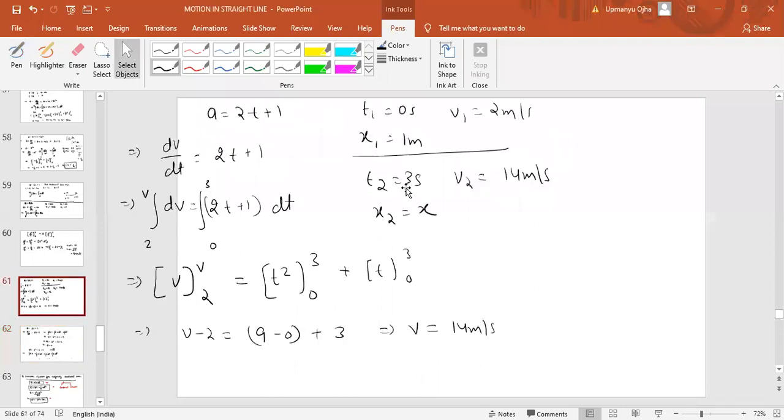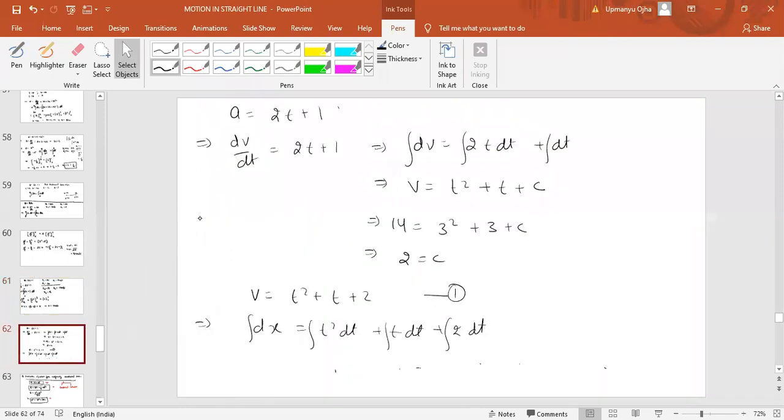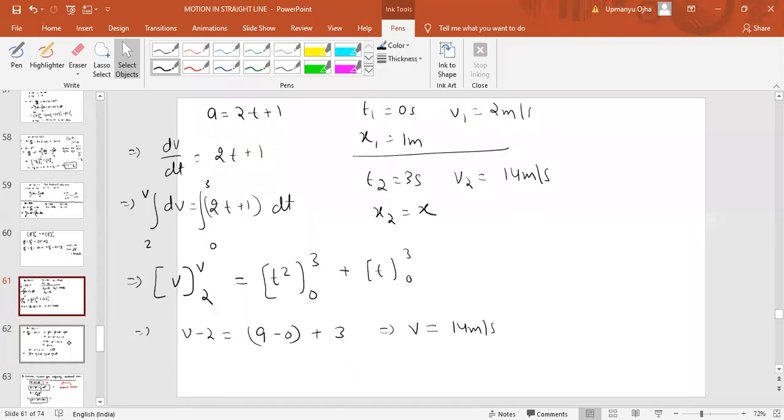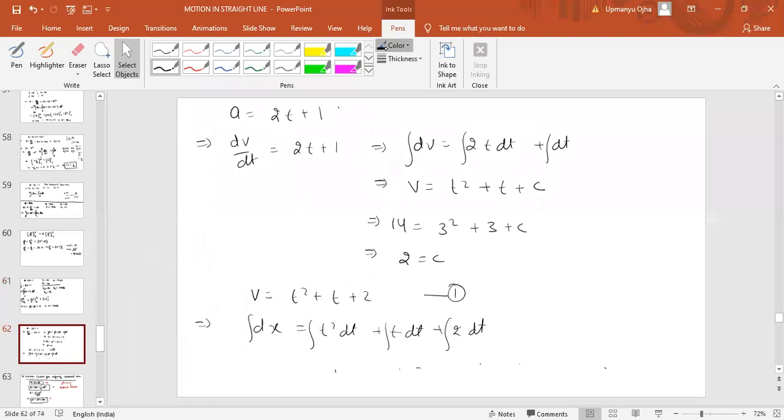When time equals 0 seconds, x equals 1 meter. When time t equals 3 seconds, x we don't know. So we put the limits here: the lower limit is 0 seconds with x equal to 1, and at 3 seconds, x equal to x. We need to solve this equation to get the value of x.